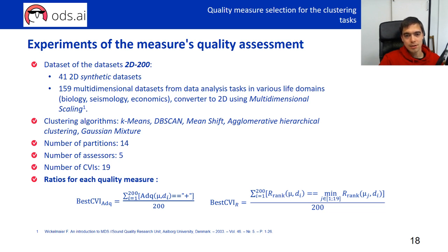So to assess the quality of a measure, we present 2 relations. The first one is the ratio of the number of times when the measure met the adequacy criterion to the total number of experiments. And the second one is the ratio of the number of times a measure was the best in terms of the ranking criterion to the total number of experiments.